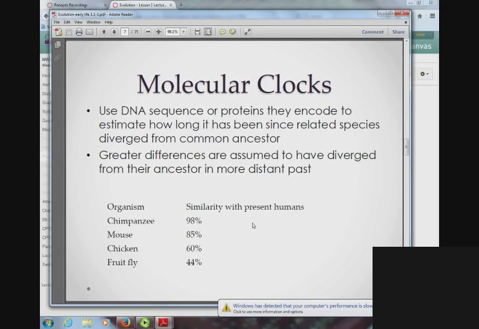So if we look at these organisms and compare their similarity with present humans, chimpanzees have about a 98% similarity, a mouse has about 85%, chickens about 60%, and fruit flies 44%.